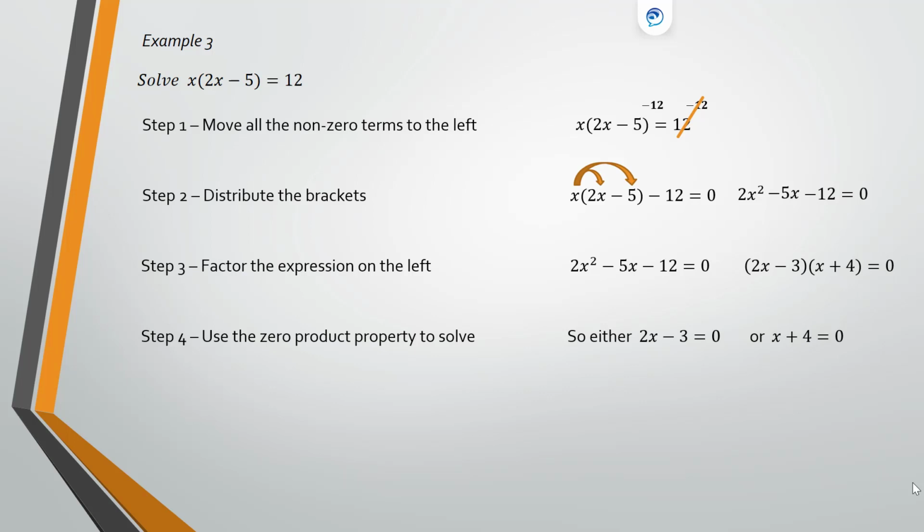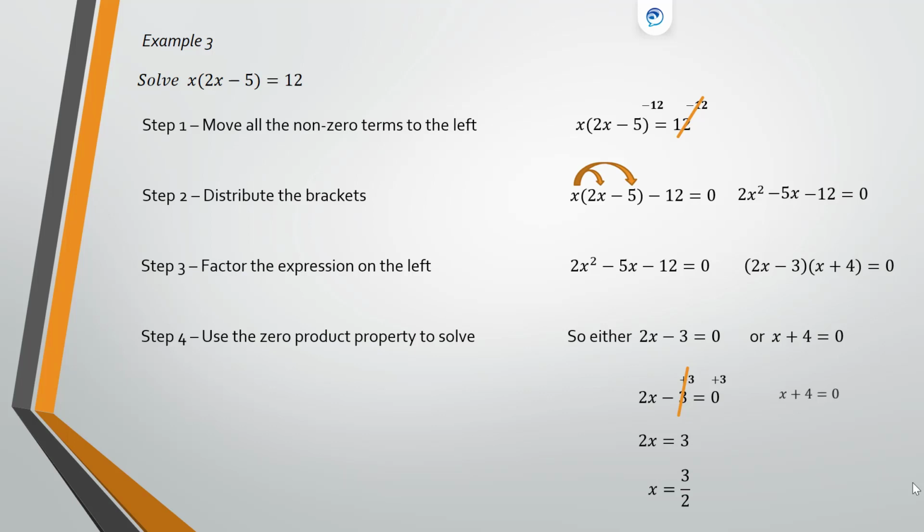So let's solve these two separately. So we've got 2x minus 3 equals 0. Let's add 3 to both sides of the equation. So we've now got 2x equals 3, as plus 3 minus 3 cancel. Then we can divide both sides by 2. Divide both sides of the equation by 2, and you're left with x equals 3 over 2.